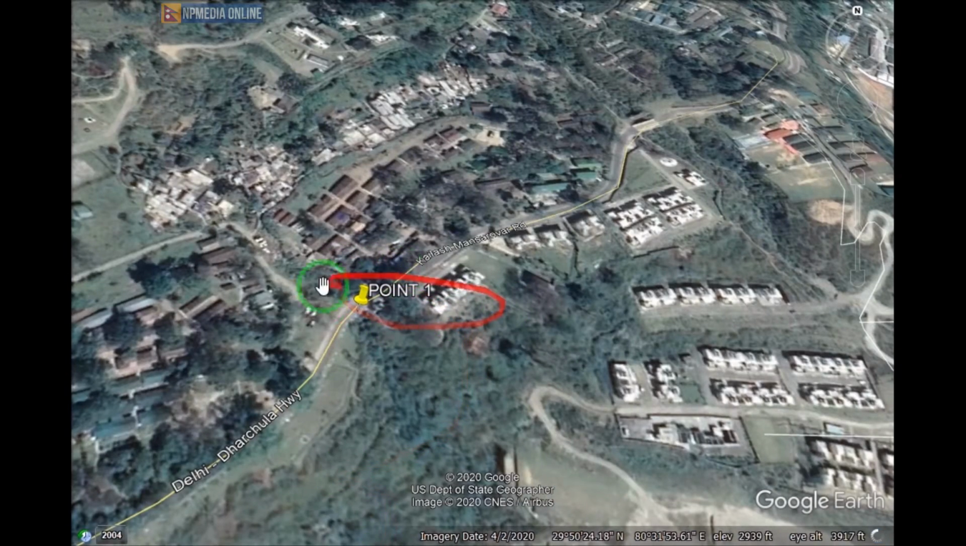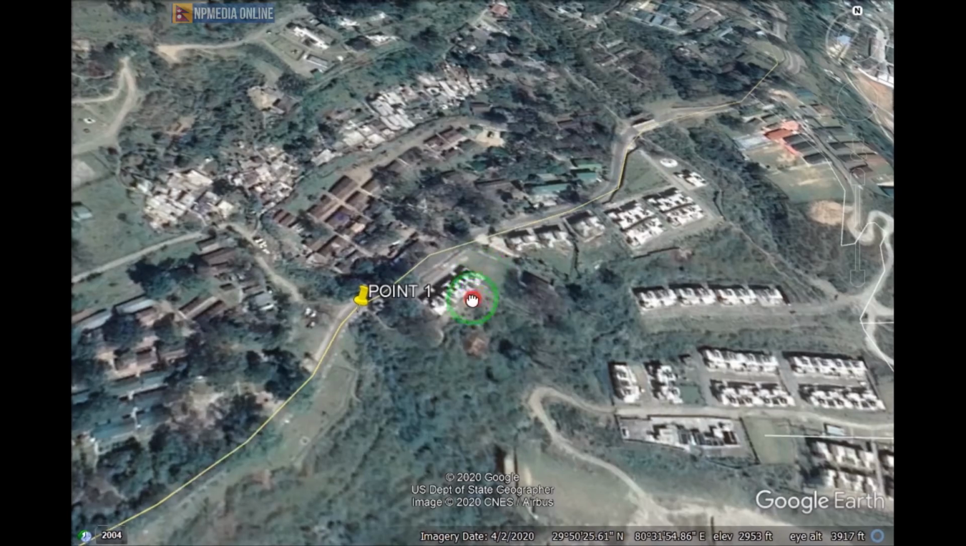First, point 1. Here, the Delhi to Darchula highway ends and the Kailash Mansarovar road starts. It's a long road. Let's follow the Kailash Mansarovar road.